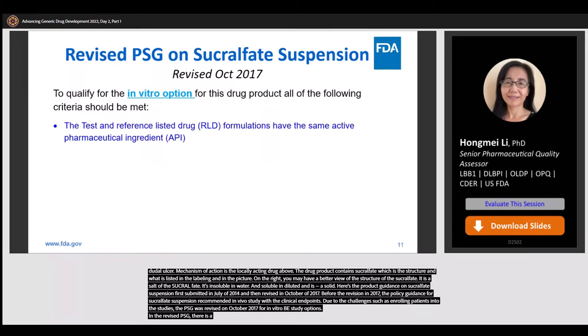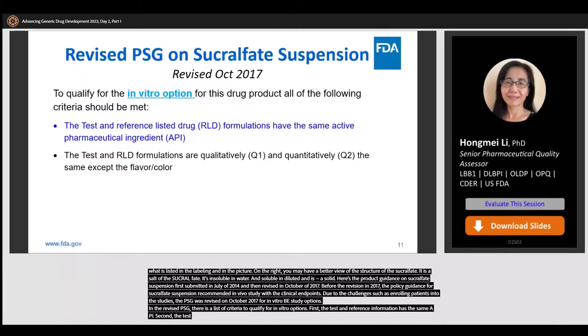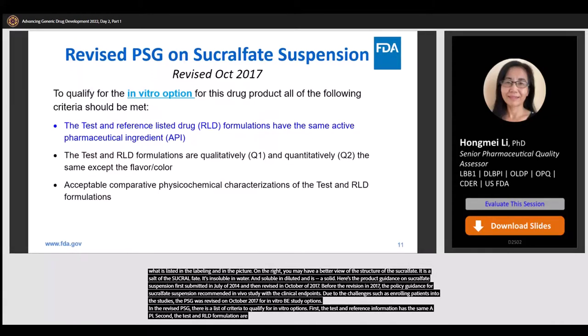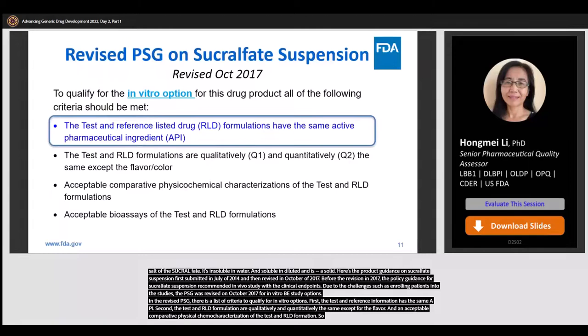First, the test and RLD formulations have the same API. Second, the test and RLD formulations are qualitatively and quantitatively the same, except for the flavor and color excipients used. Third, acceptable comparative physicochemical characterization of the test and RLD formulations. Fourth, acceptable bioassays of the test and RLD formulations. So this is the requirement in the revised PSG on sucralfate suspension for the in vitro option. You can see the demonstration of API sameness is listed in the PSG.